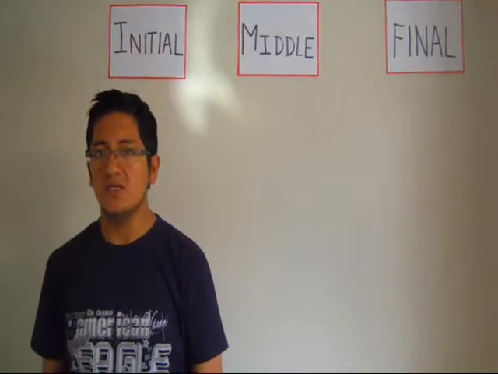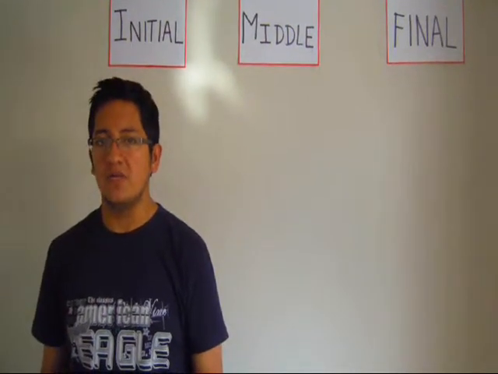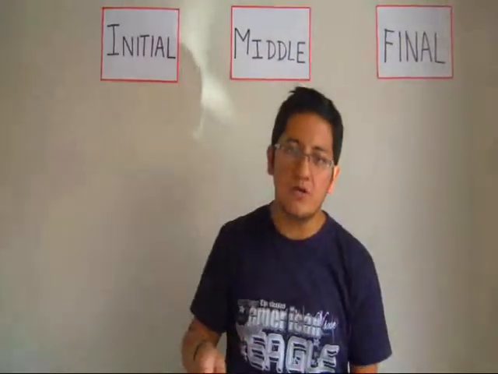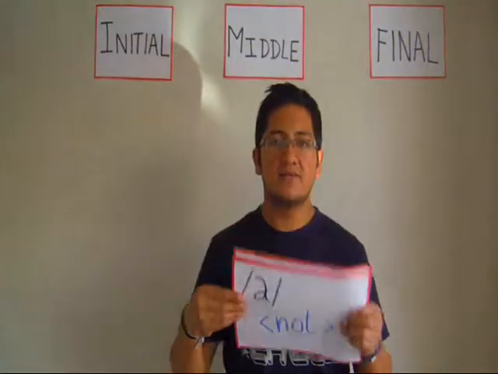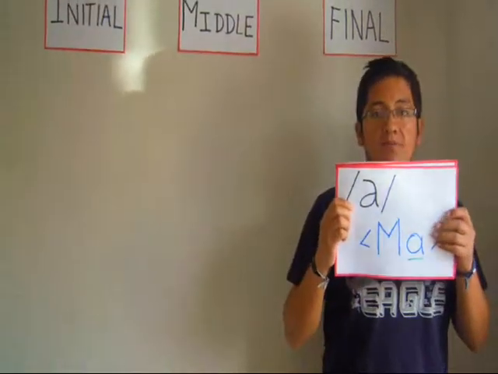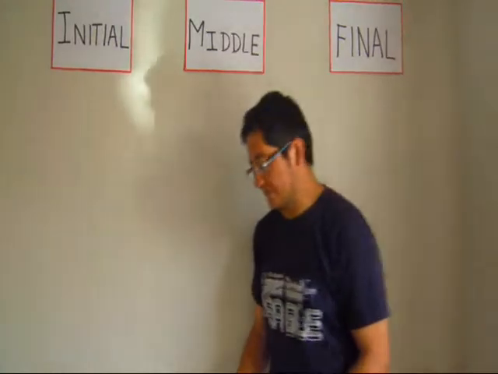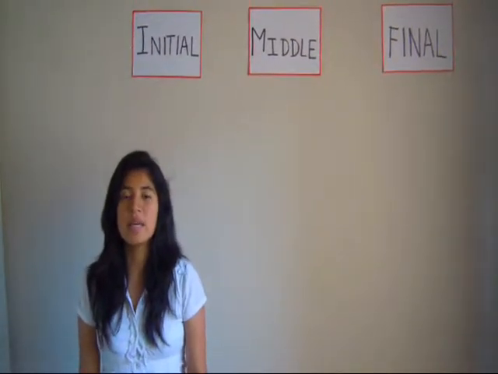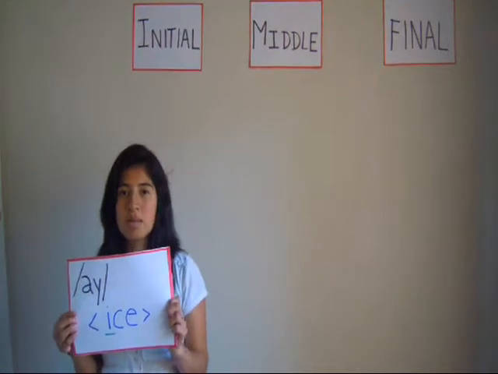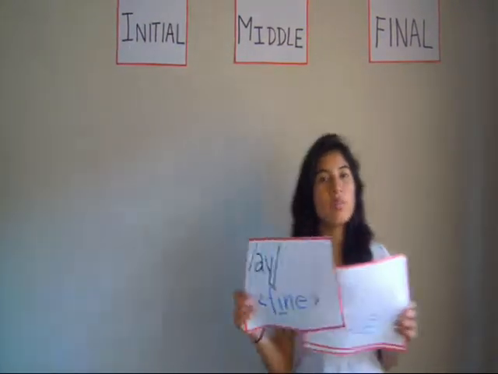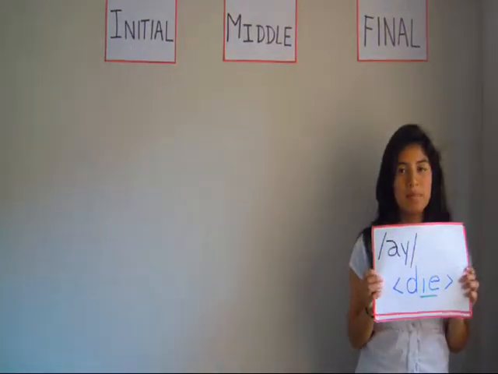The next one is A. For example, in initial, ask. In middle, nat. And in final, ma. The next sound is I. In initial position, eyes. In middle position, fine. And in final position, die.